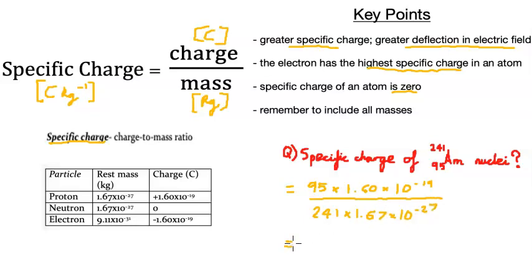And if you put that into a calculator, the final result should be 3.78 × 10^7 coulombs per kilogram, remembering to put units at the end.